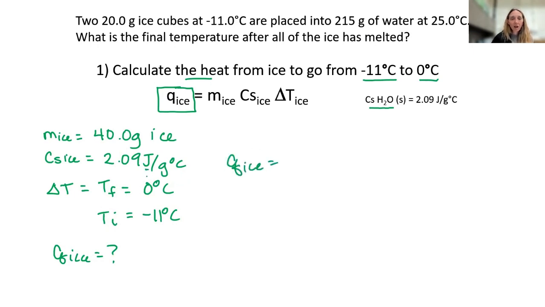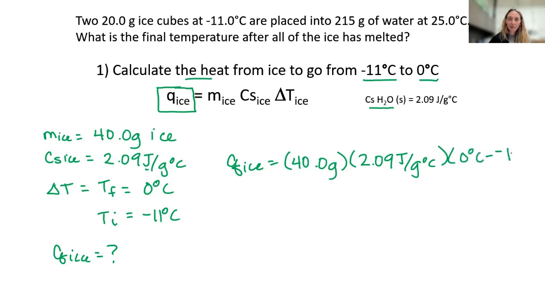Now let's take our values and put them in our equation. Q of the ice equals 40 grams times 2.09 joules per gram degree Celsius times delta T. Delta T is final minus initial, so 0 degrees Celsius minus negative 11 degrees Celsius. I always tell my students, make sure your labels are the same. Every single number we put into this equation has to do with the ice. I'm not writing my labels out, but if it helps you, you could: grams of ice, specific heat of ice, mass of ice.